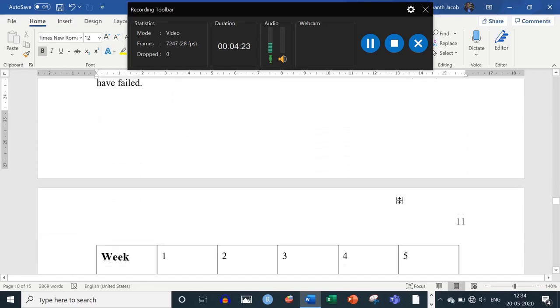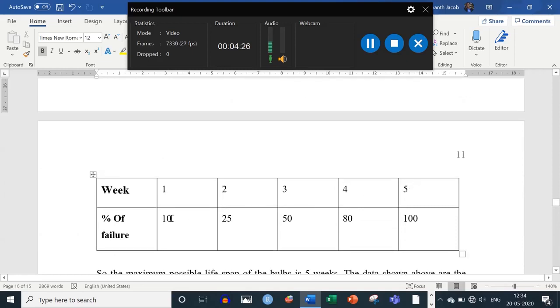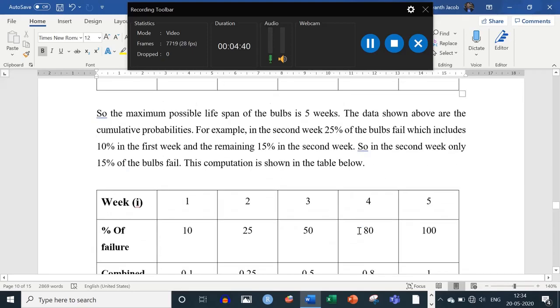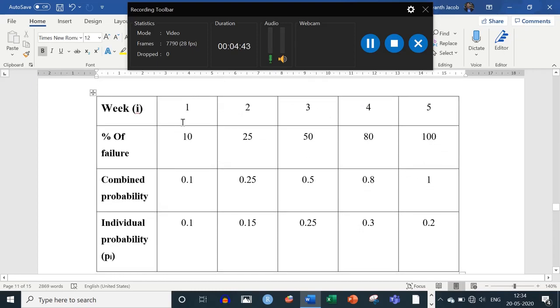Now, as I had said earlier, looking at this data, we know 10% of the bulbs fail in the first week, 15% in the second week, 25% in the third week, 30% in the fourth week, and 20% in the fifth week. Now that's what we have here. The first two rows are as we had in the data itself. The third row is in terms of the probability, which adds up to 1 here. And the fourth row is the individual probability of failure per week. So 10%, 15%, 25%, 30%, and 20%.